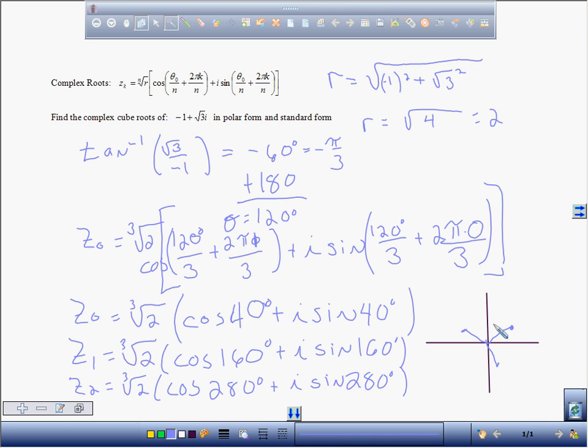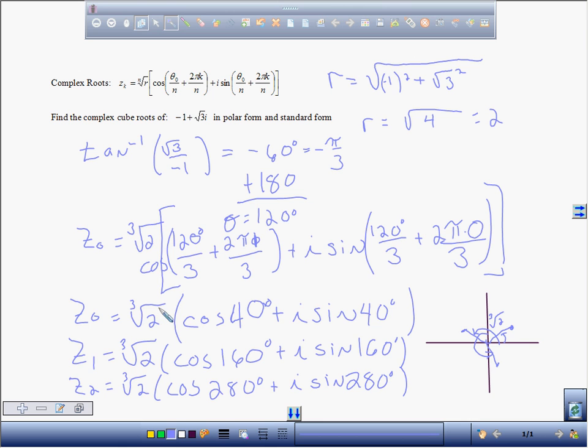And what you would actually get if you graph that is each one of these, the length of this is cube root of 2, right? The length of each one of those is cube root of 2. And here's your first angle, which is 40. Here's your next angle, which is 160. And here's your next angle, which is 280. And you can see that they're equally spaced. You understand what I'm saying? So they're the same distance apart. Because if I add another 120 to it, I would be back here at 40 again, because 280 plus 120 gives you 400, which is 40 degrees past 360. So that's the way you find the complex roots.